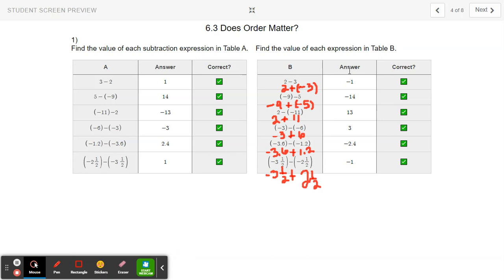So now that I've completed my table, I've showed my work for the second part here. I'm actually looking at the question up here: does the order matter? And what I've noticed is if you flip the order of subtraction problems, your answer is the same except it's the opposite sign. So 3 minus 2 was 1, but 2 minus 3 was negative 1. And that happened for each and every one of these problems. So if you flip the order of a subtraction problem, you'll get the same number, it's just the sign will be the opposite.